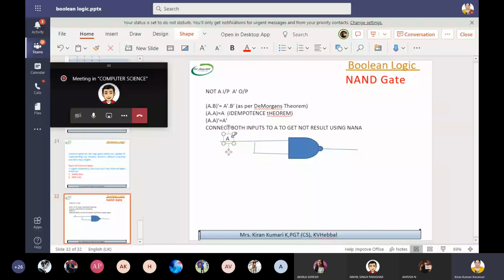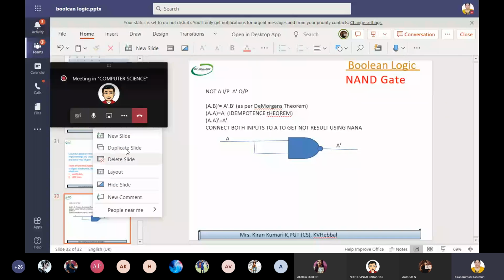Yes, ma'am. Got it? So this is how, using NAND, we have implemented NOT. Using NAND, the NOT operation is implemented or not? Understood? Okay, this is the NOT operation using NAND. Next, we will do the AND operation. Now what to do?